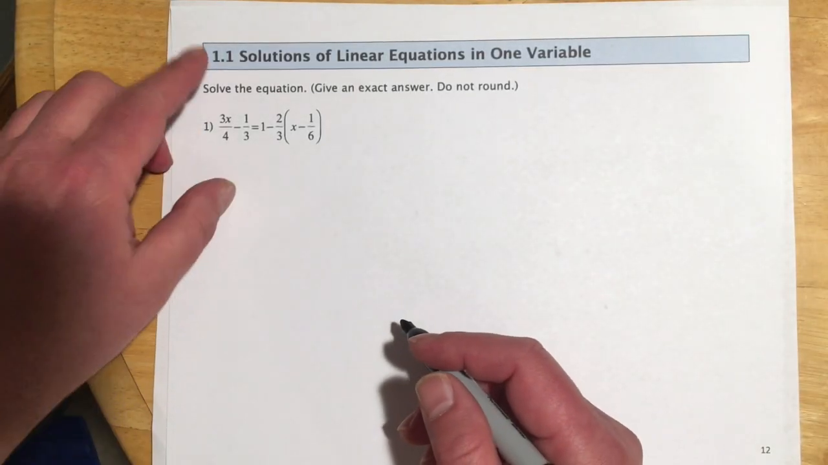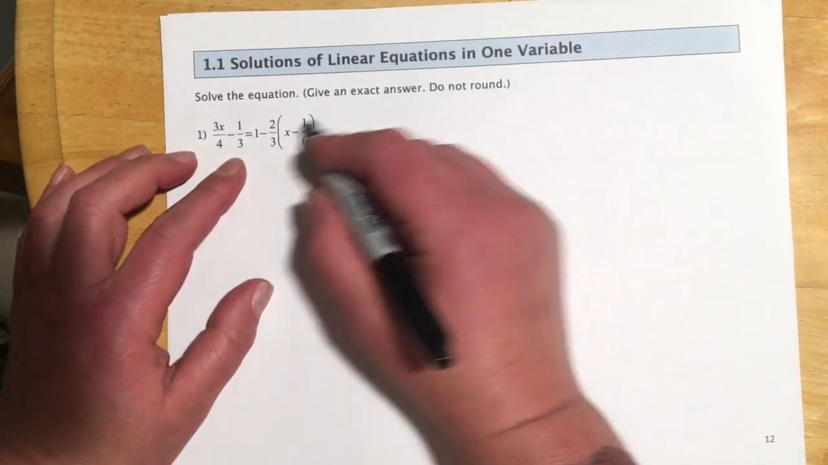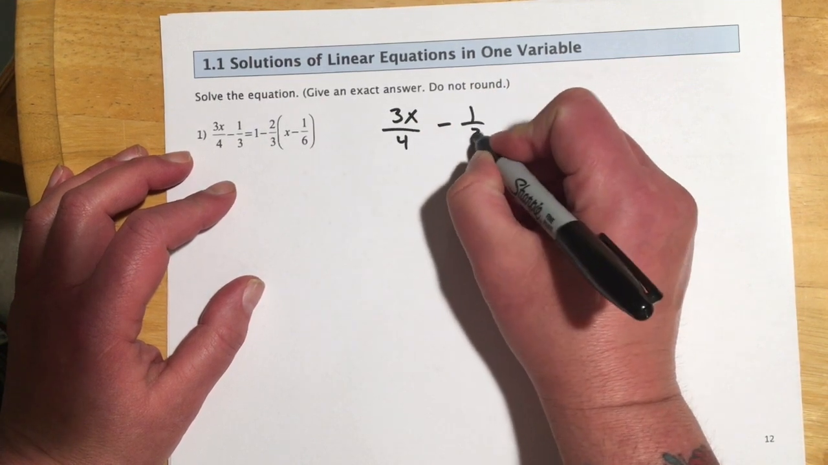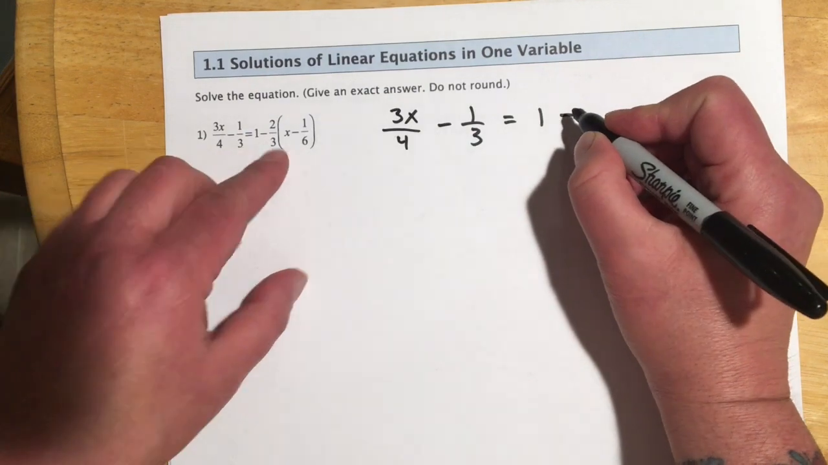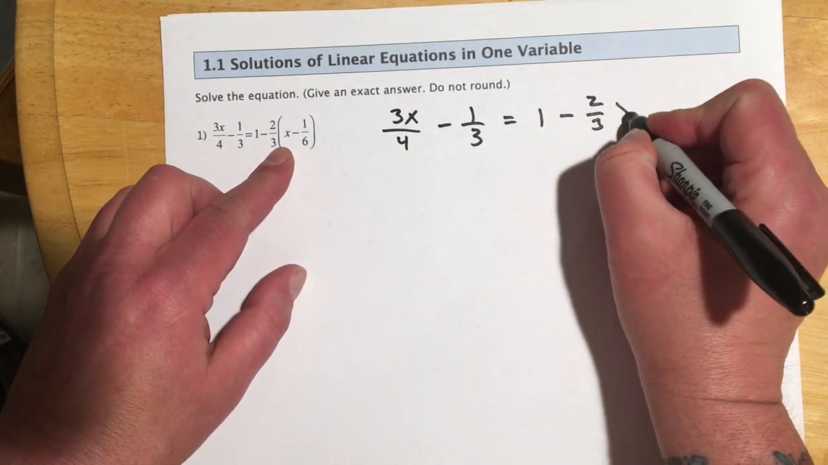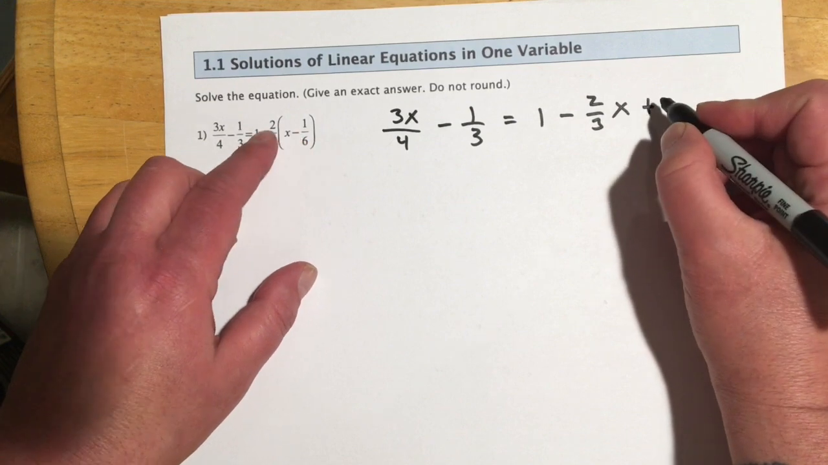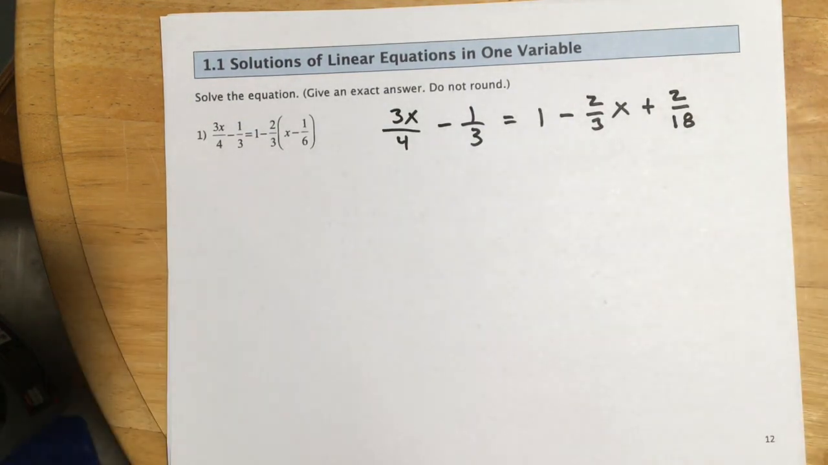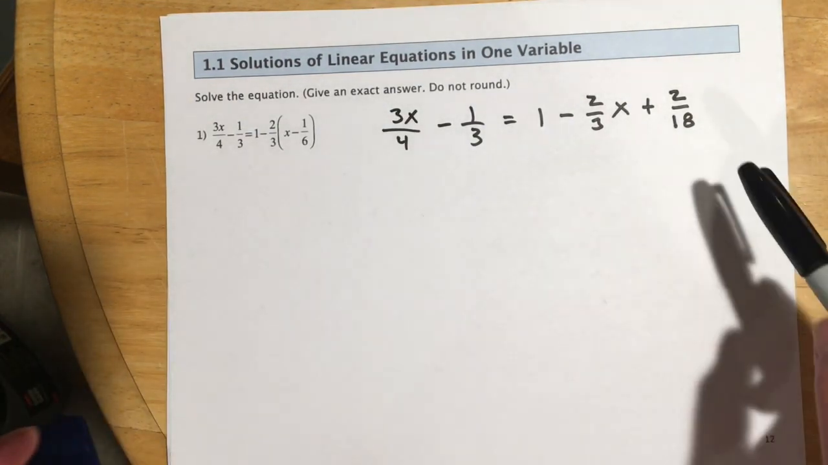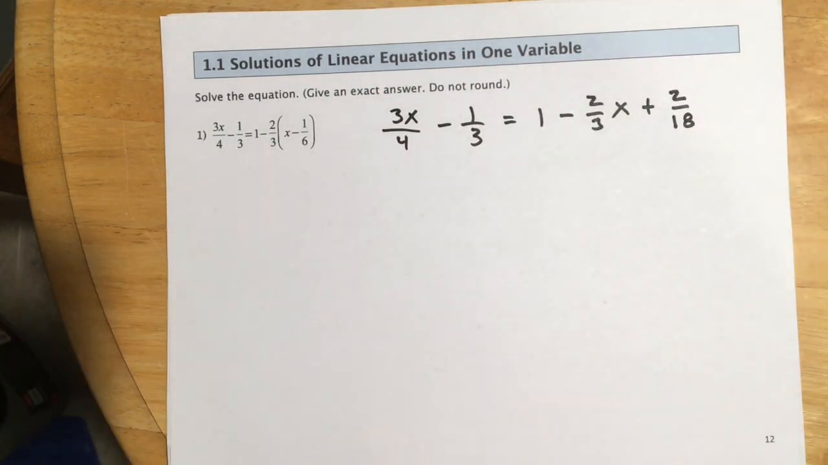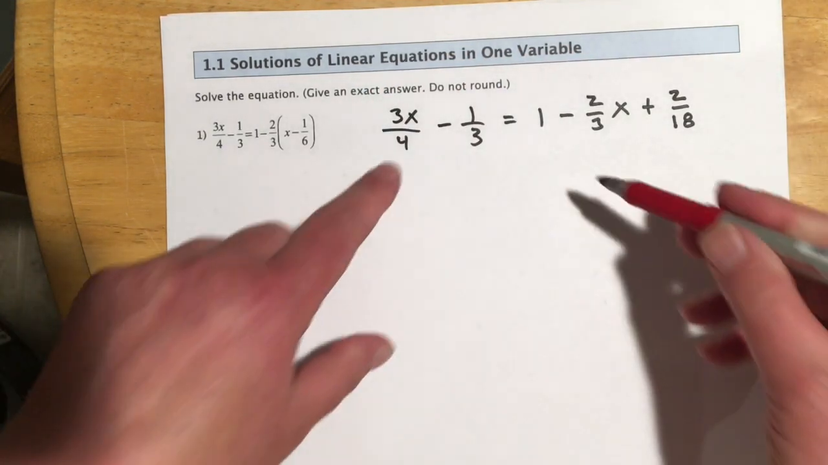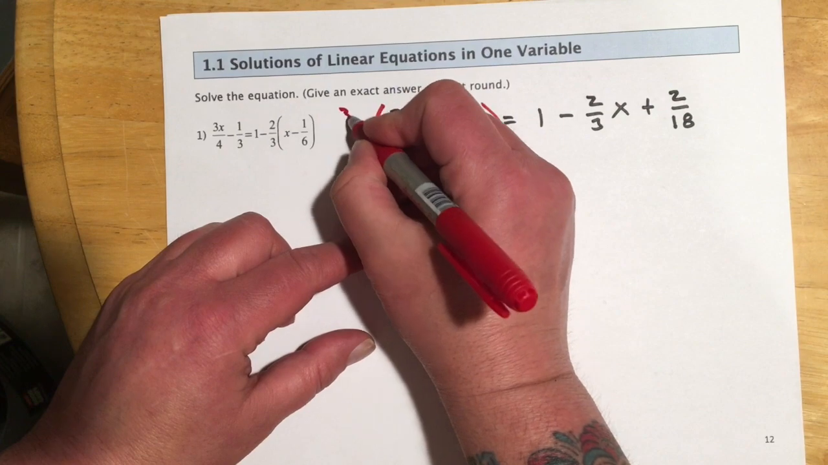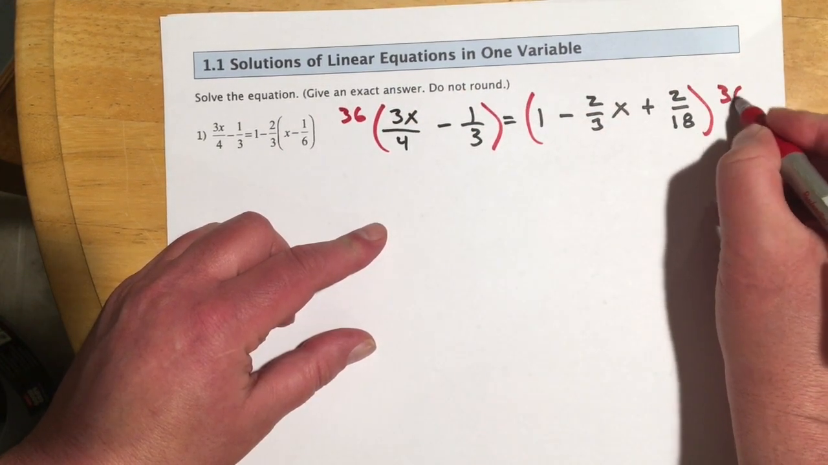Okay, so the next step is section 1.1. So for this, I would distribute that 2/3 through. So this will be 3x over 4 minus 1/3, 1, and then minus 2/3 x, and minus is going to make plus, and then 2 times 1 will be 2, 3 times 6 will be 18. So now I'm going to look for a common denominator, and that's going to let me clear all the fractions. So for this, 4 and 18, so it's got to be 36. So I'll do 36 here and 36 here.